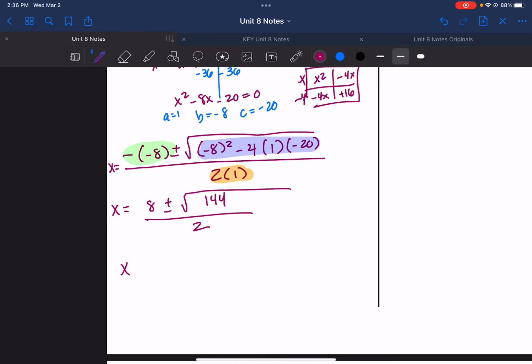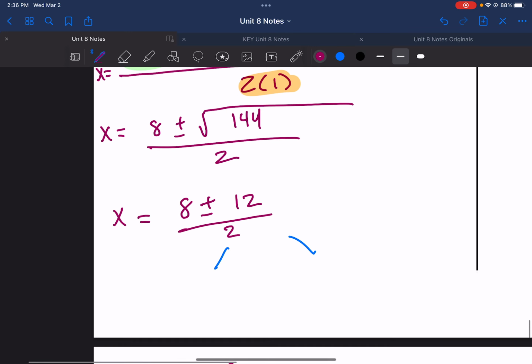So really, to be honest, this one we could plug into the calculator. So we have 8 plus or minus 12 over 2. Then, remember, this plus or minus means I have two answers, and I have to separate them. All right, so here's one answer. We have 8 plus 12 over 2. There's one of my x values. I have to solve that to figure out what this x value is. And then I have 8 minus 12 over 2 to get my second answer.